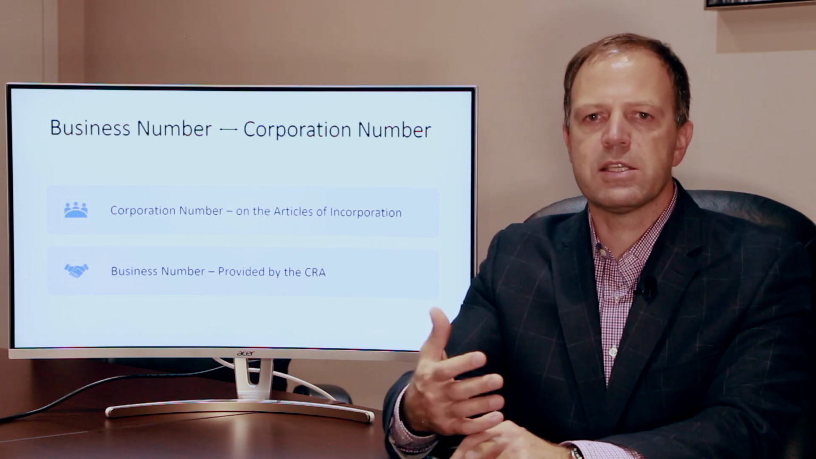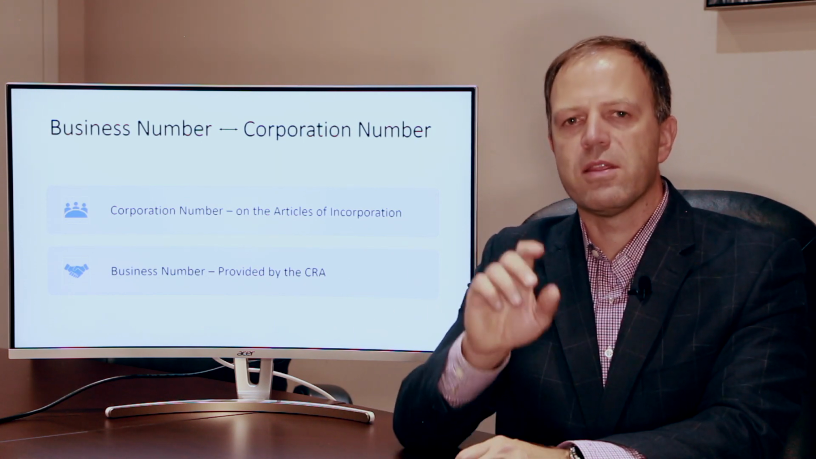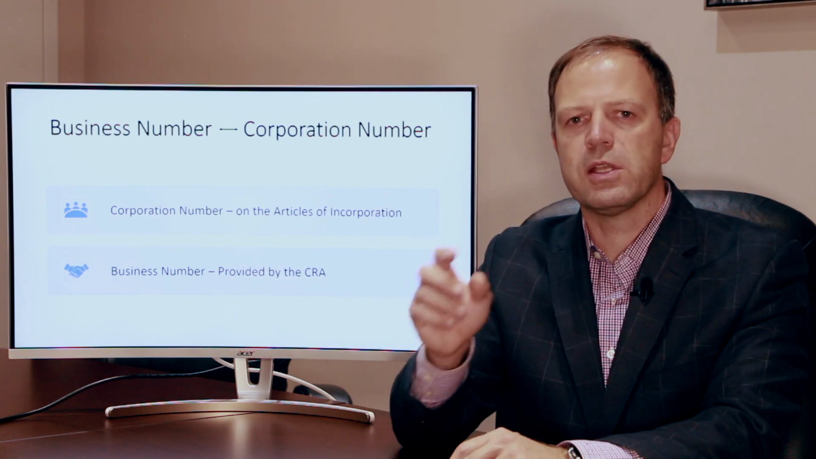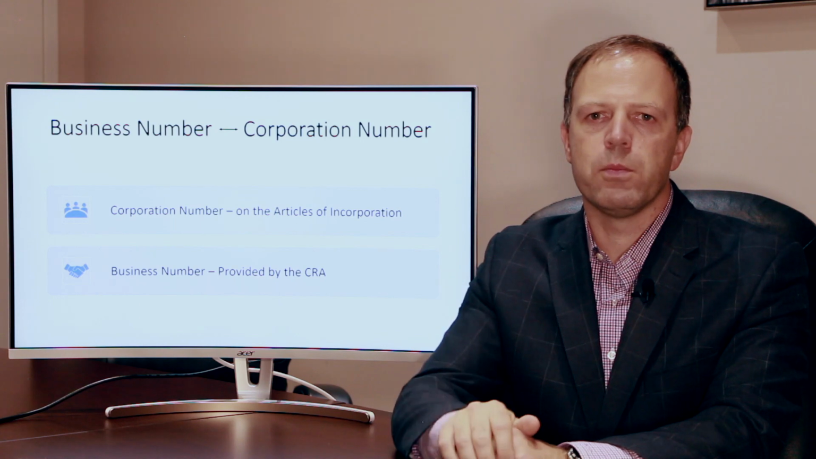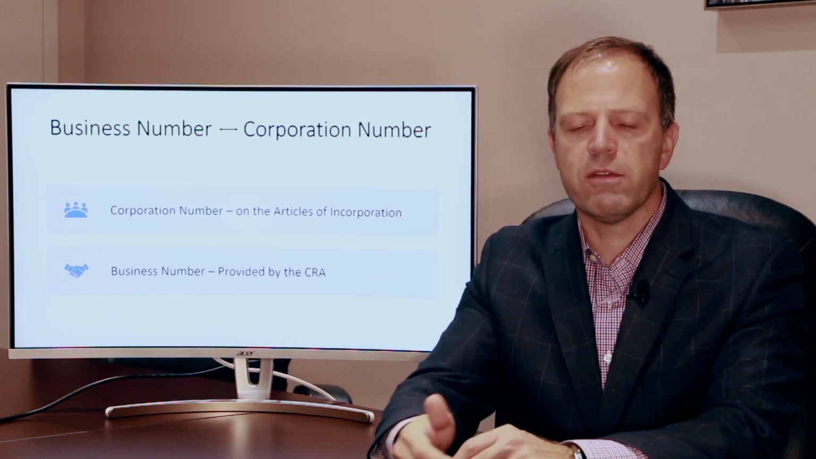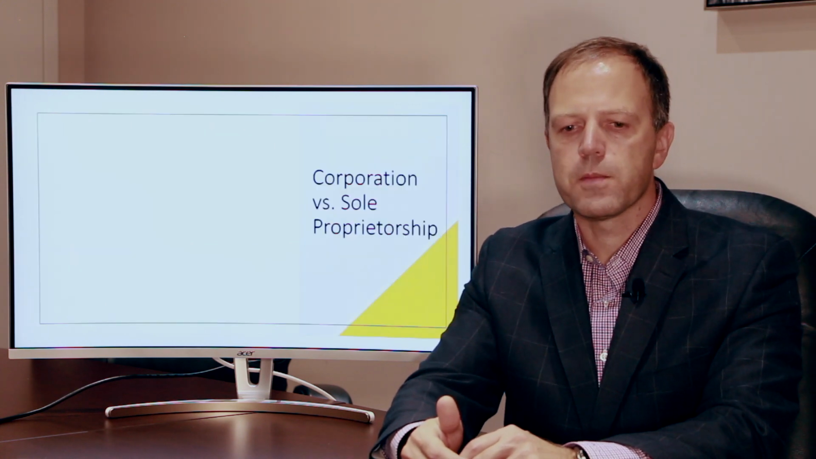So when someone is asking you to provide your business number, that's what they mean, not the corporation number on the articles of incorporation. They look for the number that you've received from the CRA as part of, or immediately after, the registration or incorporation.